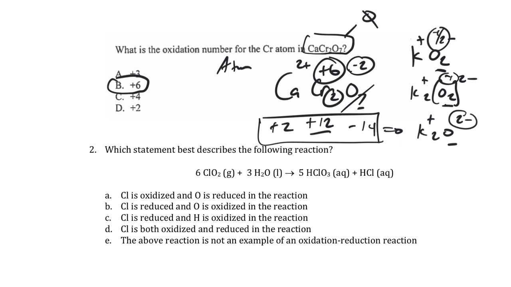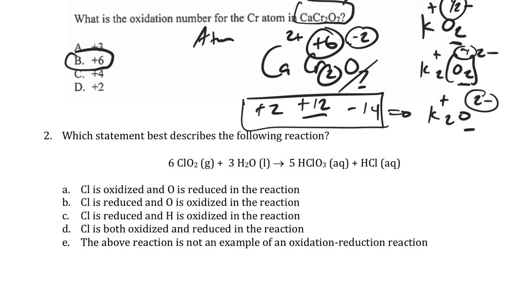Which statement is true about the reaction below here? So we have ClO2 and water going to HClO3 and HCl. Let's start assigning oxidation numbers. Oxygen has to be -2. I know hydrogen by rule is +1. I'm going to assign all the ones I know by rule.